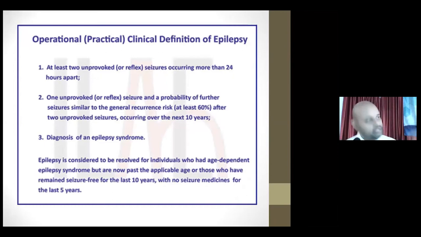The operational definition of epilepsy has changed since 2010. So this is not recent; it has changed over the last decade, and you need to know what the definition of epilepsy is. Prior to 2010, the definition of epilepsy was: if you have two unprovoked seizures, 24 hours apart, that patient is classed as a patient with epilepsy. Now they've extended the definition.